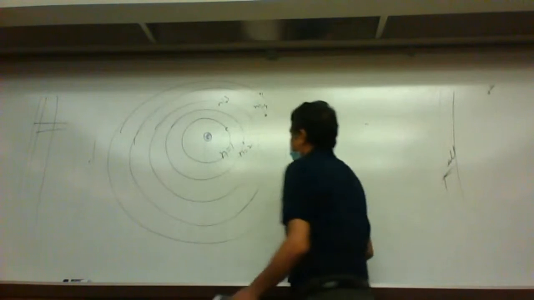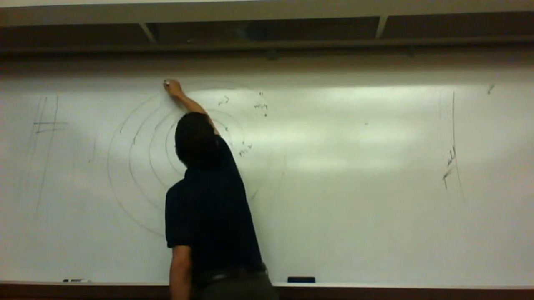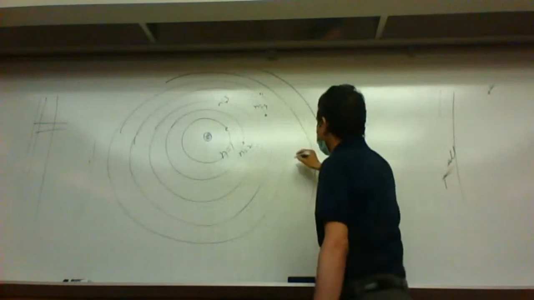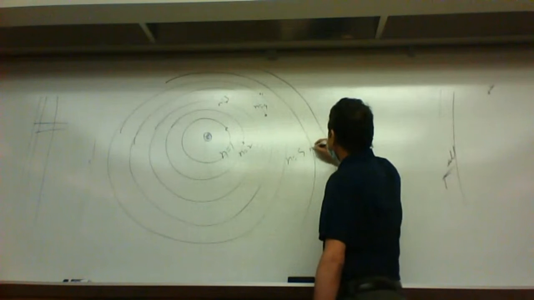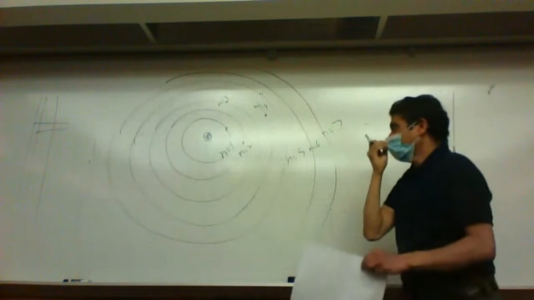So now what? Now this is the fifth orbit here. Another orbit is the sixth orbit here. So n is equal to 5, n is equal to 6, n is equal to 7. You have many orbits there.